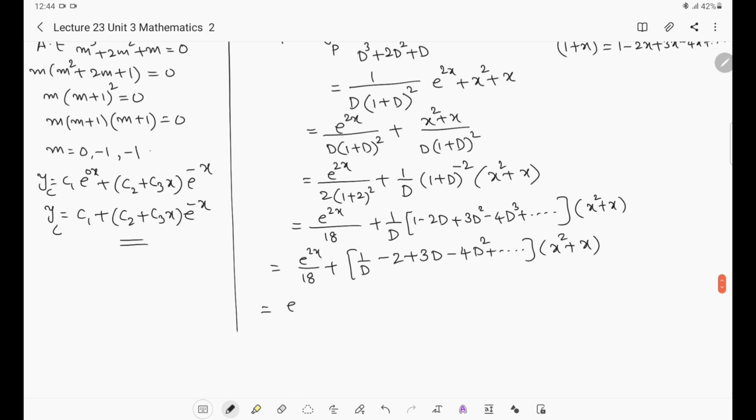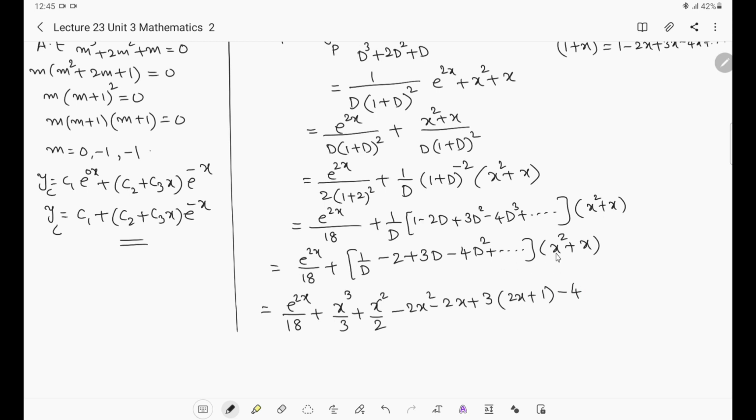This is equal to e power 2x by 18 as it is. Then 1 by D is integration of x square and x. Integration of x square is x cube by 3, integration of x is x square by 2. Then minus 2 into x square plus x, then plus 3 into derivative of x square plus x. Derivative of x square is 2x and derivative of x is 1, minus 4 into this D square, means second derivative.